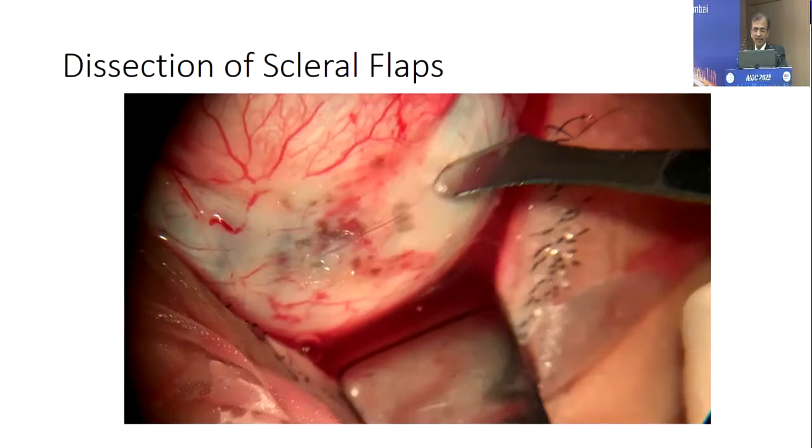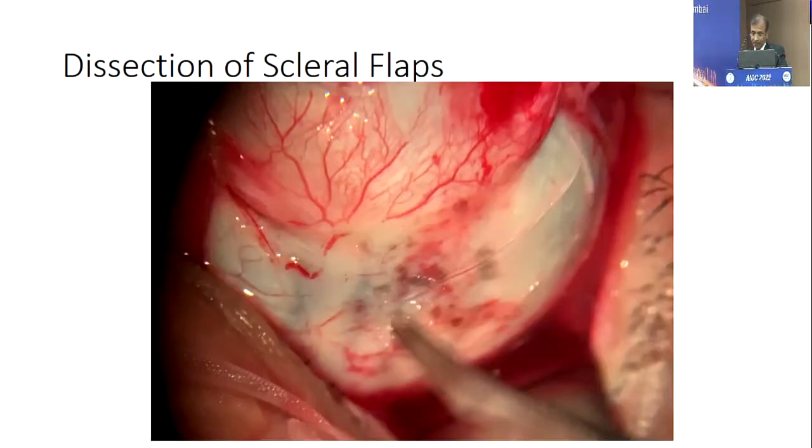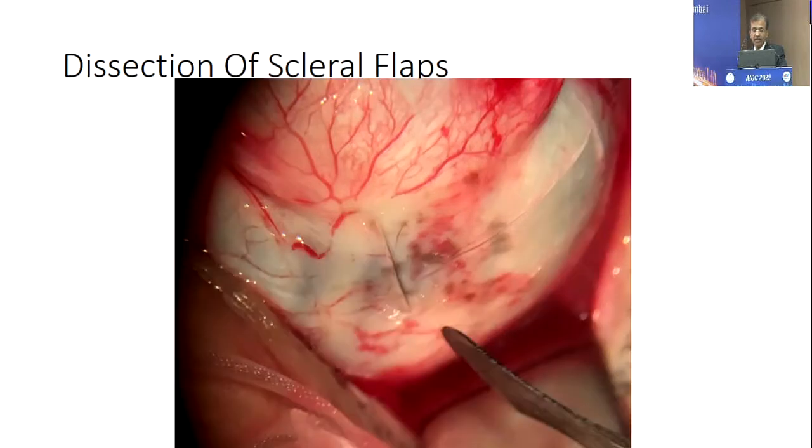You make flaps about 3 millimeters on all sides of that marked point. You go at least 3 millimeters. You can go more if you have to support a bigger area, and you do the dissection with a not very sharp knife, but still sometimes you can have problems.